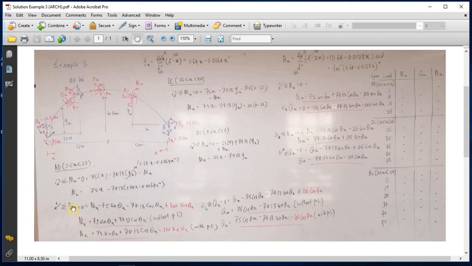So we have two sets of equations here. If you reach this point D, you need to use these two equations. For 0 and before 25 meter, you just need to use this equation only, without the point load. When you reach the point D, you need to identify two values, with load and without point load.